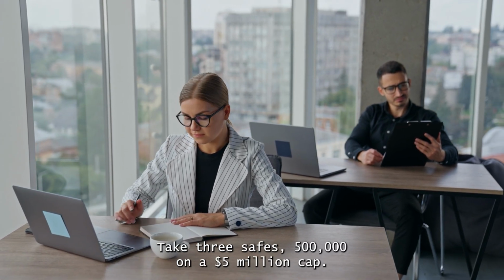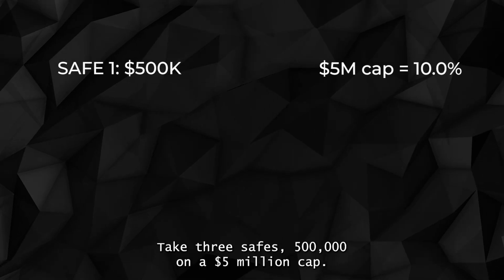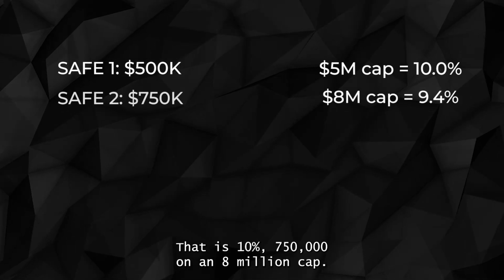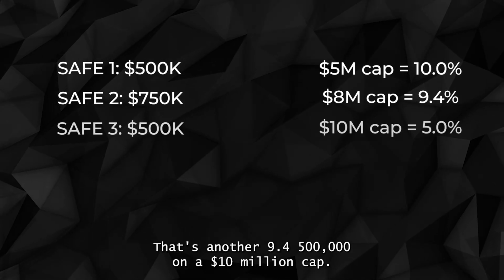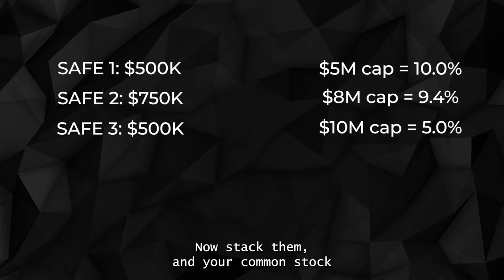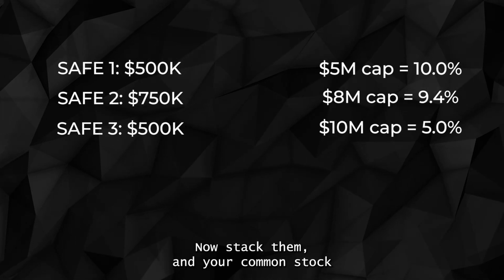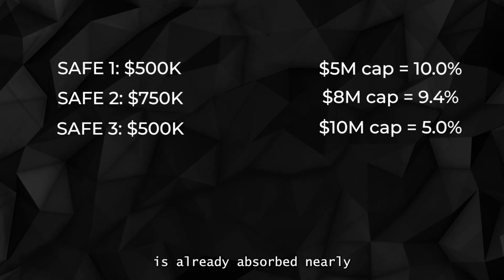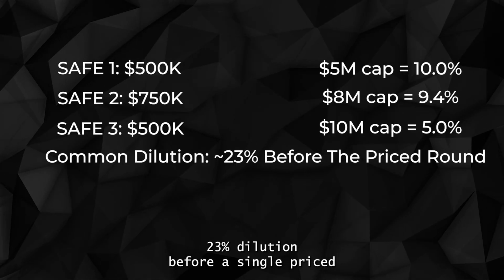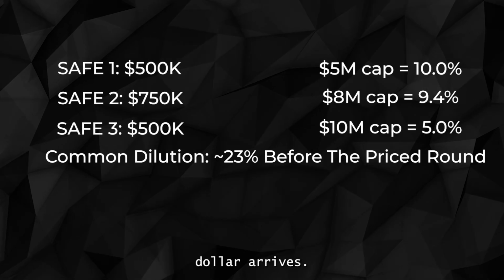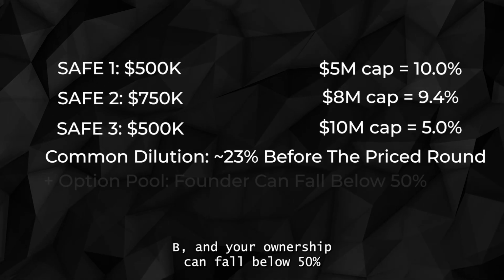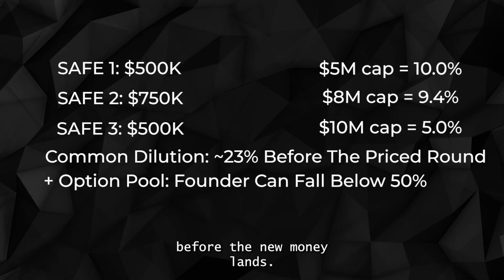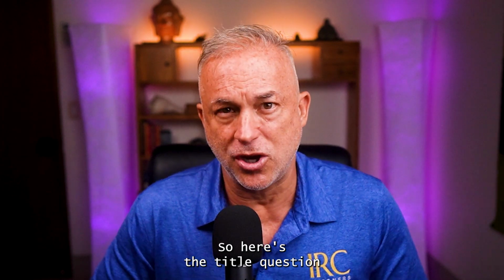Take 3 SAFEs: $500,000 on a $5 million cap, that is 10%. $750,000 on an $8 million cap, that's another 9.4%. $500,000 on a $10 million cap, another 5%. Now stack them, and your common stock has already absorbed nearly 23% dilution before a single priced dollar arrives. Now, add a 10 to 15% option pool at Series B, and your ownership can fall below 50% before the new money lands. So here's the title question answered directly.